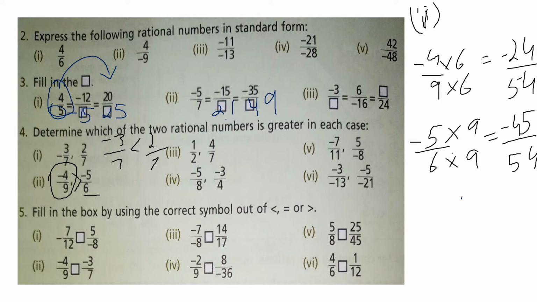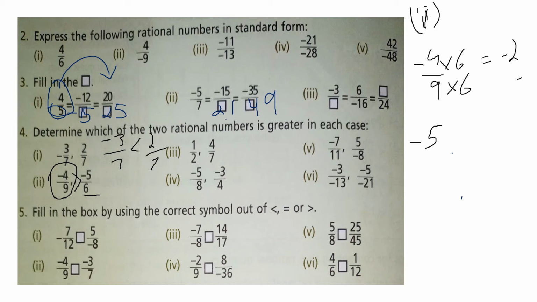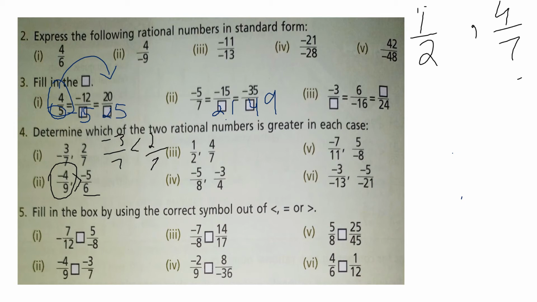Now the third part is 1 by 2 and 4 by 7. So again the denominator is not the same. So first we have to make the denominator the same. 1 by 2 and 4 by 7. So we will multiply this fraction by 7 and this by 2, so that we can make the denominator the same.